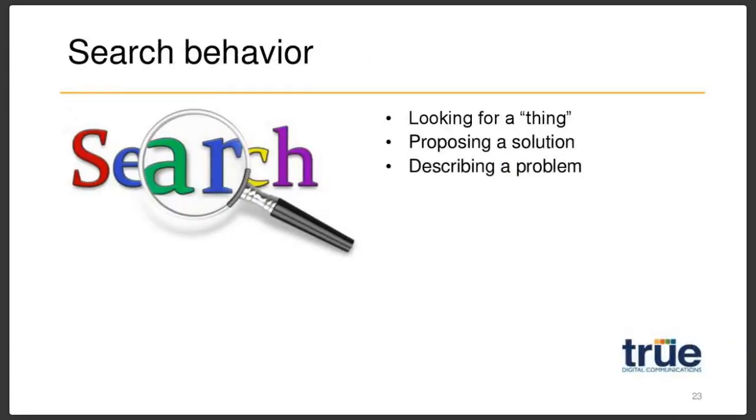Online searchers look for information in several ways. They may search for a thing, a specific product or brand. If you offer that product, you need to make sure your message and positioning are more attractive than the competitors who also sell that product.